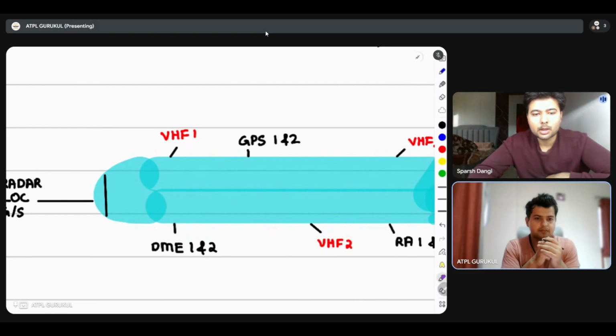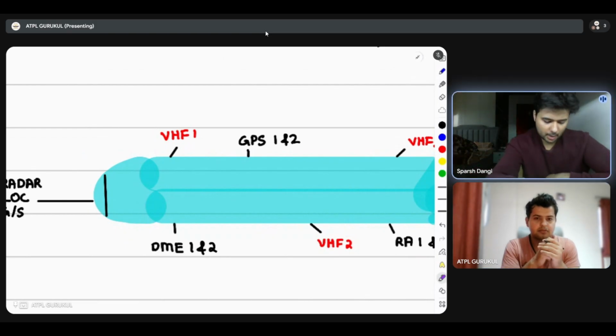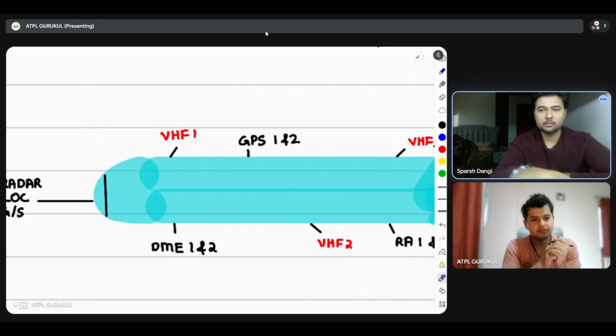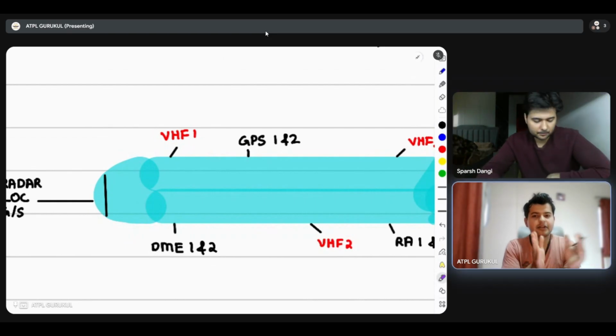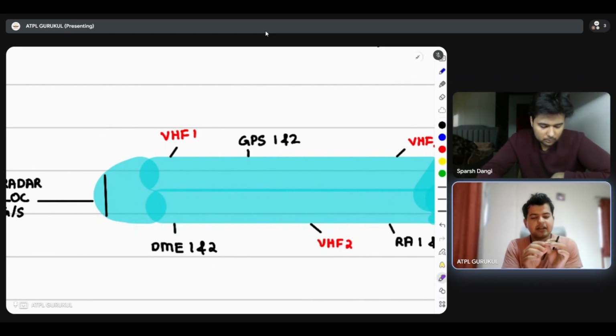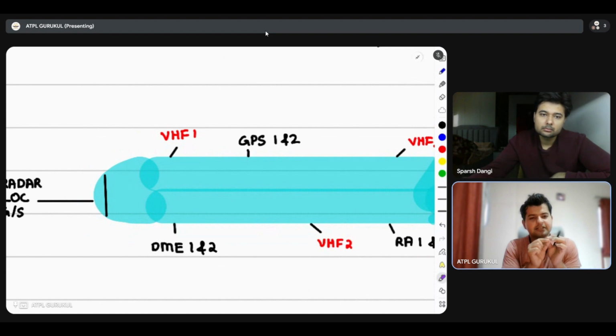One VHF, where it is written, one is ahead and one is just behind it. MMR stands for multi-mode receiver. It's the same antenna for ILS and GPS. MMR1 has ILS1 and GPS1, and MMR2 has ILS2 and GPS2. So MMR stands for multi-mode receiver.